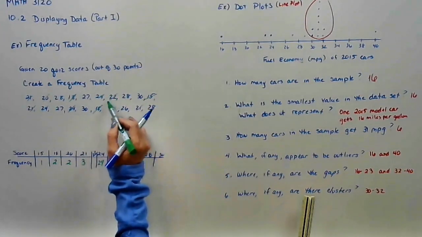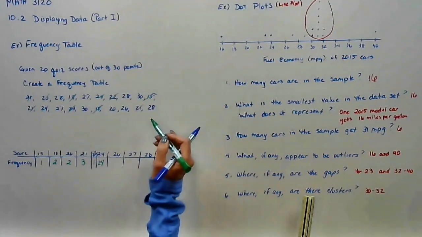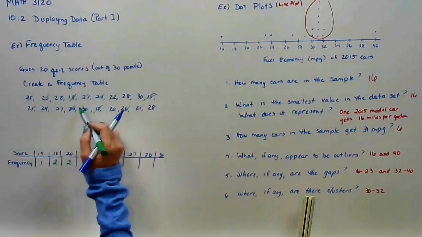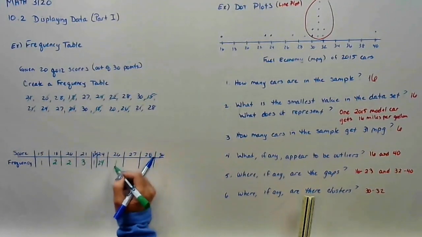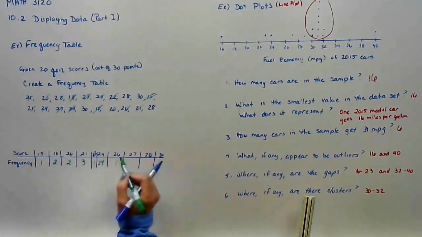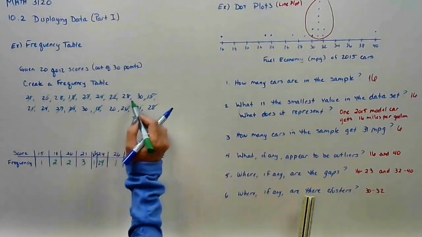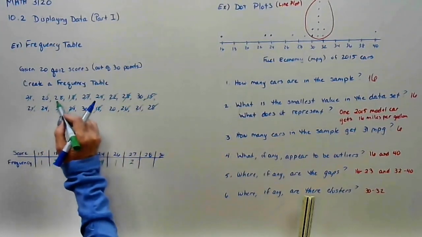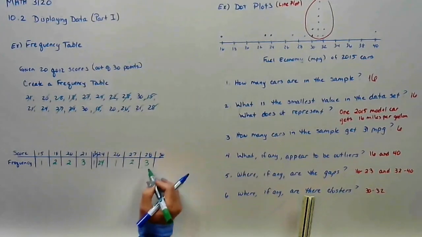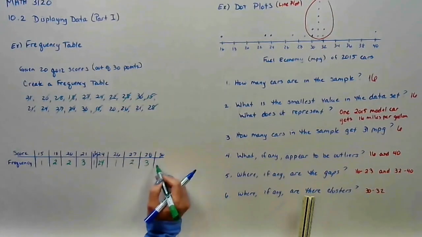Apparently I have a 22, 26, 1, 27, 1, 2, 28, 1, 2, 3, and then 30 should be the only ones that are left, 1, 2.